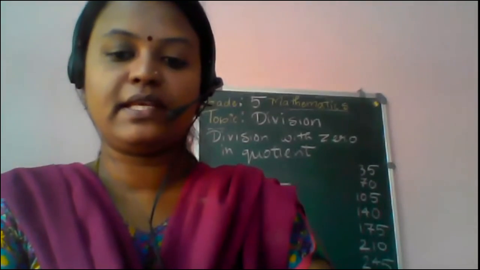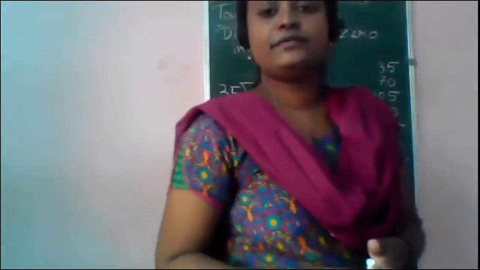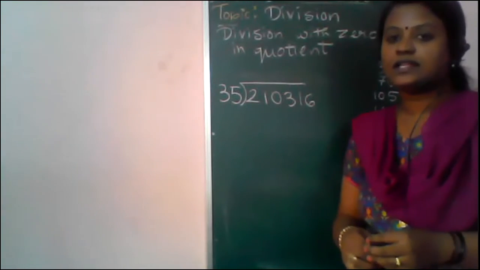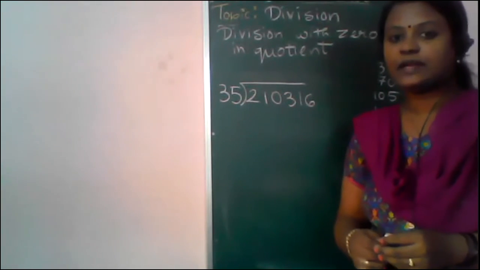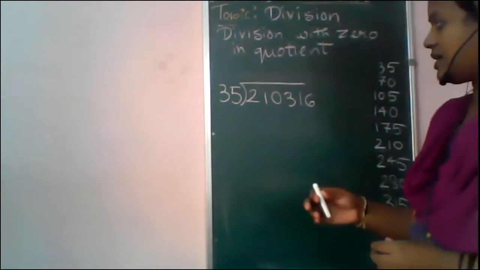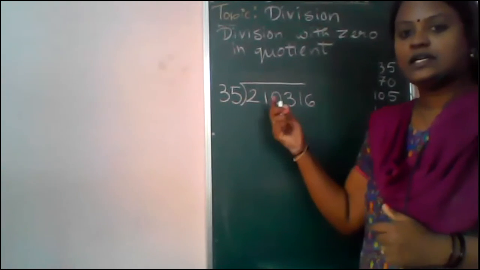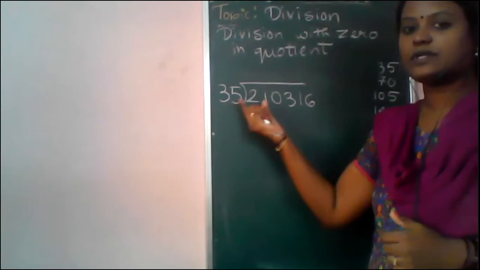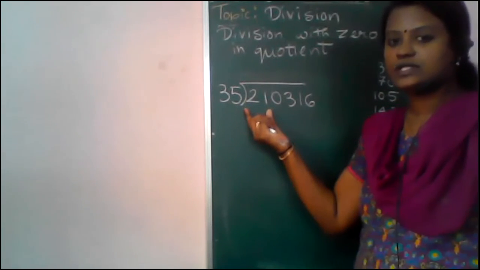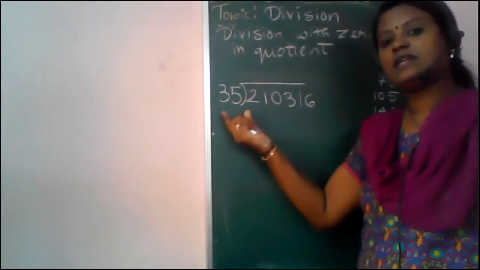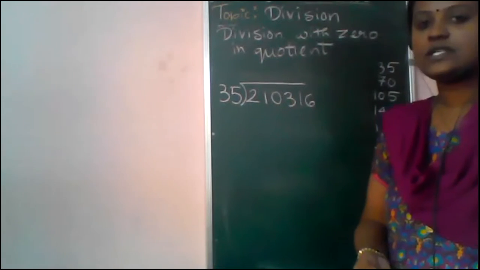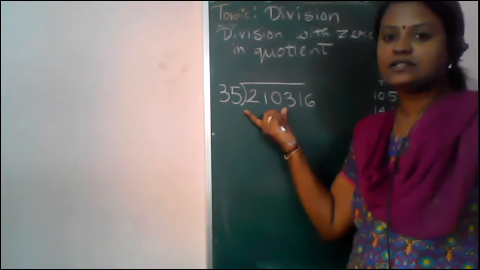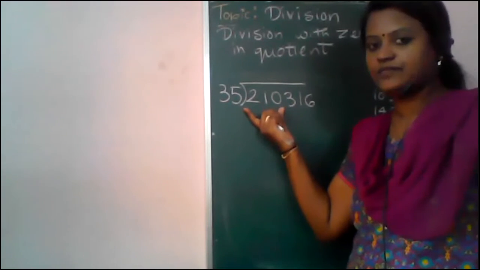Now let us solve an example. Here we have division of 2,10,316 by 35. So first we'll check whether we are able to divide 2 by 35. Since it is a 2-digit number, we need to look into the 2-digit concept. So 21 and 35, when we compare, we straight away understand that we cannot divide. So we need to take a larger stretch, that is 3 digits.